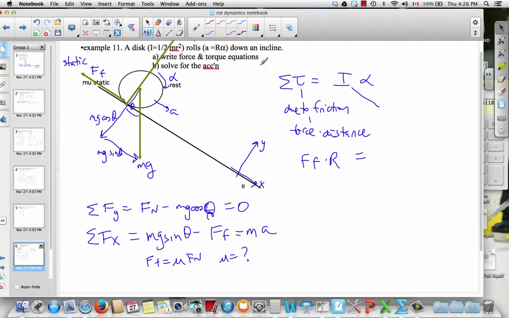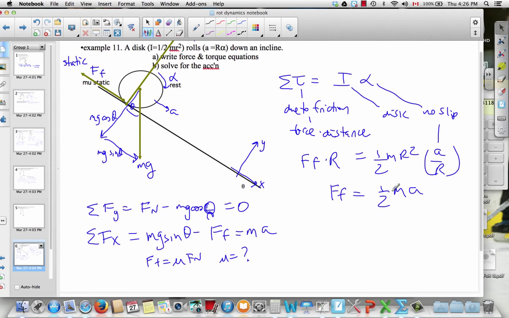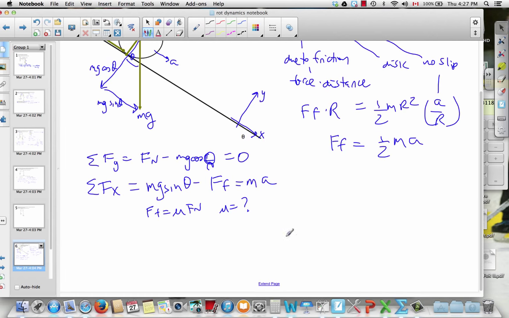Now, we were told that this is a disk, and the inertia of a disk is 1/2 mr squared. It's rolling. Rolling means it's not slipping. And as we saw in the previous problem, that means the angular acceleration is equal to a over r. Now we can cancel one r, cancel the second r. That simplifies to be friction is 1/2 ma, where m is actually the mass of the object. So now friction's been related to the acceleration. We can just substitute that back in.